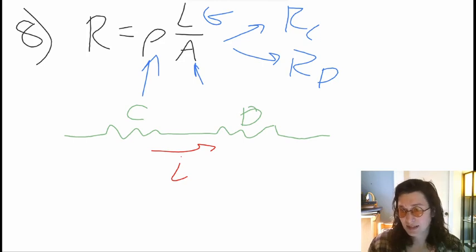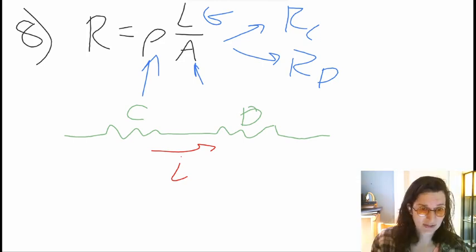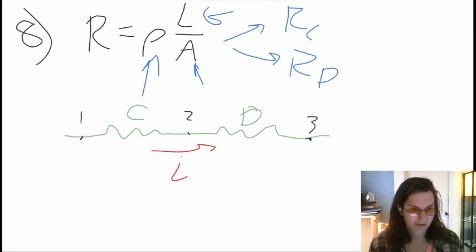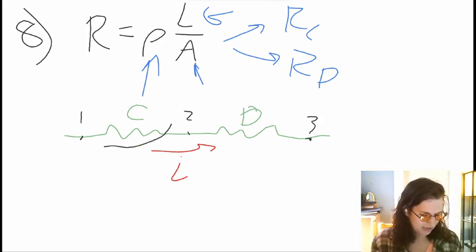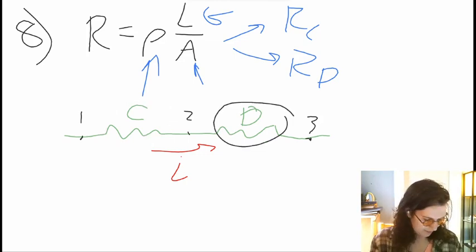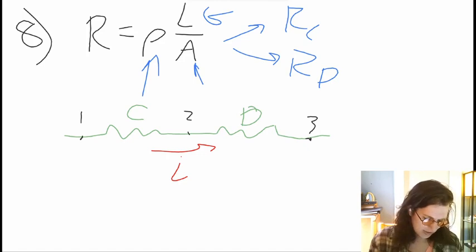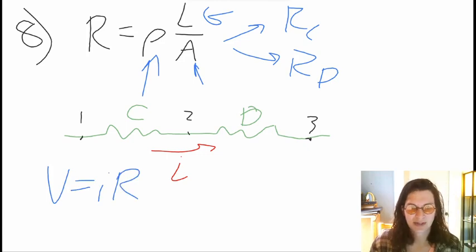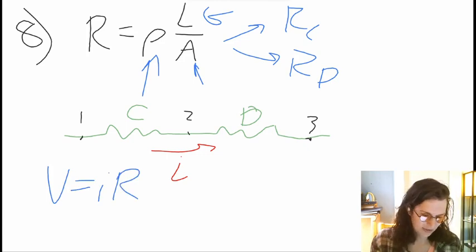So if I want to find the potential difference over each of them, part A is the potential difference over C, because what are my points here? Let me just label these points. This is point 1, and this is point 2, and this is point 3. So when they ask for the potential difference between 1 and 2, you'll notice that that's just the potential difference over C, right? When they ask for the potential difference between 2 and 3, that's just the potential difference over D. Okay, so for each of these, you would just do V equals IR, where you will have found the resistances of C and D individually up here.